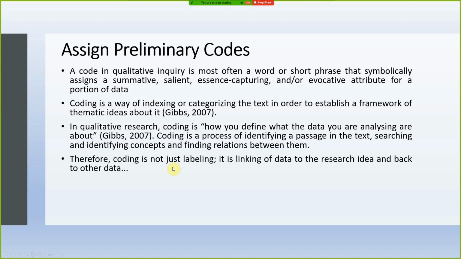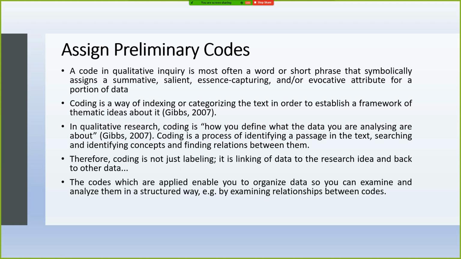Therefore, coding is not just labeling of the text, it's about linking the data to the research idea and back to the other data. The codes which are applied enable you to organize the data. So coding is a method to organize the data so you can examine and analyze them in a very structured way.